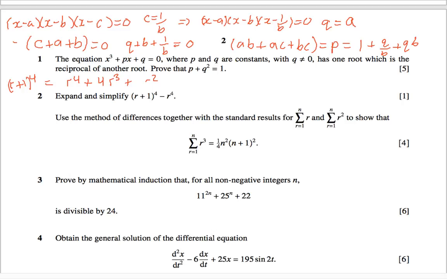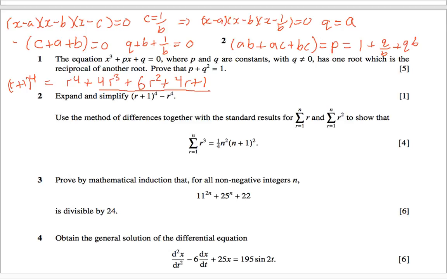If you forget these, you can either use your calculator to figure out the n choose r values, or you can just write out Pascal's triangle. That's a pretty easy way of remembering them. Plus 4r plus 1. And so if you take away an r to the 4 from that, you're just left with these last 4 terms. So these ones are the answers.